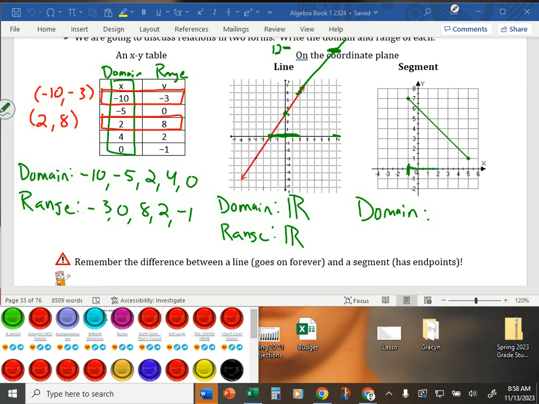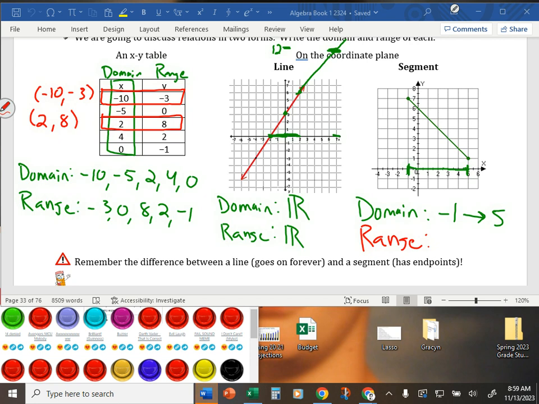Where does it finish? +5. Every x value between -1 and +5 is represented on the segment somewhere. And how you can write that: -1, arrow, +5. Okay? -1, arrow, +5. Everything from -1 to 5 on the x-axis is represented. I'll do the range in a different color here. That's a segment.